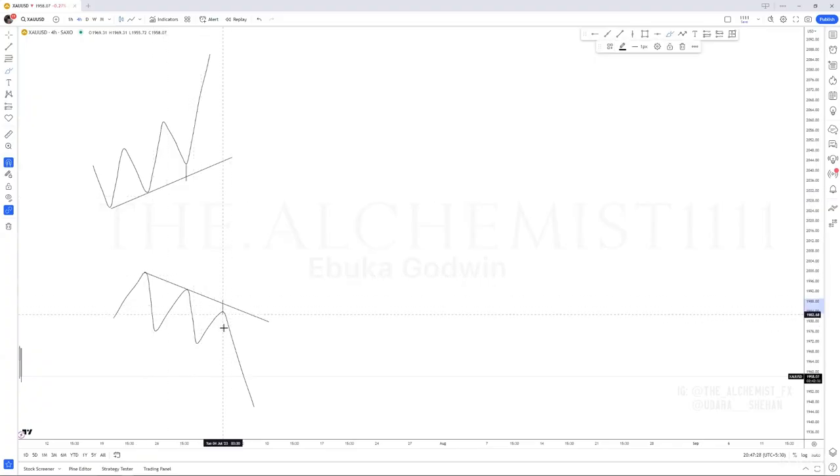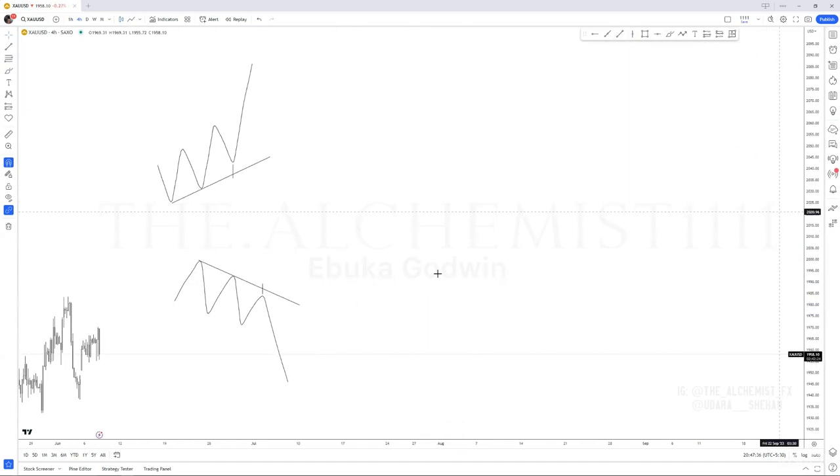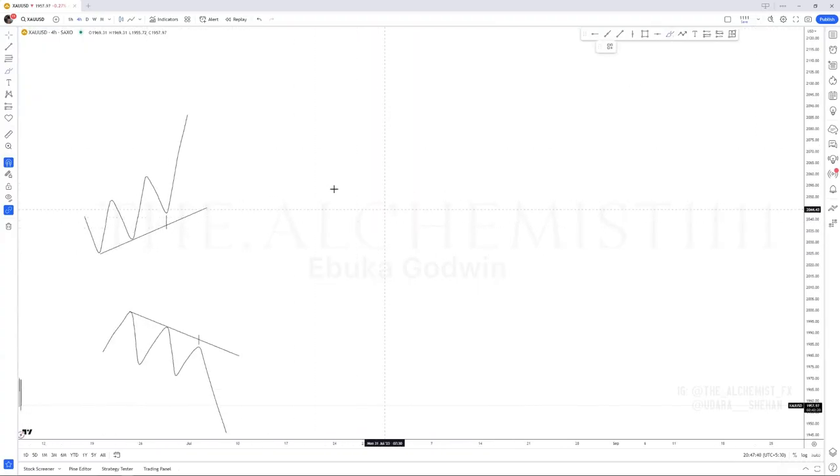So look at this, this could be the entry. That is a continuation trend line. These are my favorite types of trend lines. The next one would be a break and retest trend line, very simple, something like this.